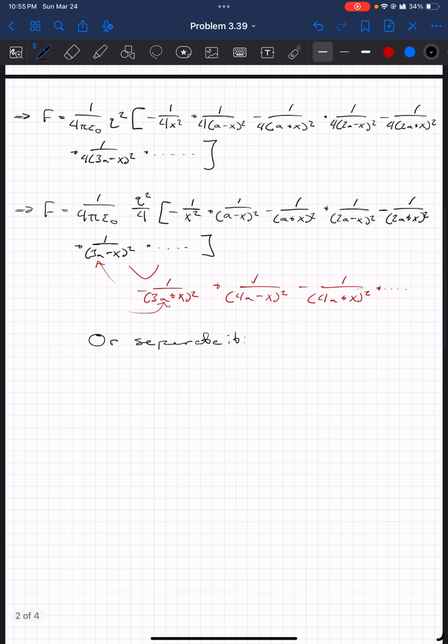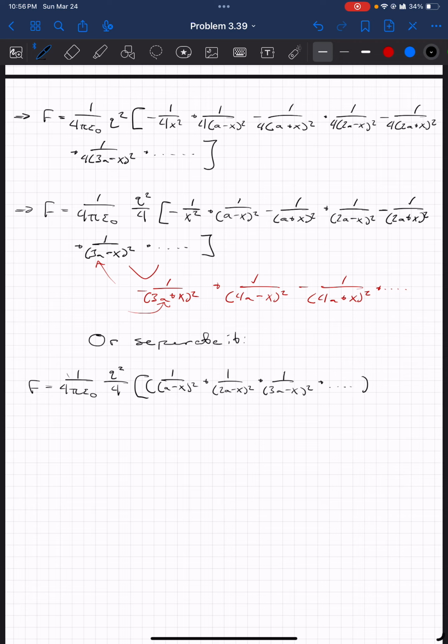Which, by separate, I mean just moving the positive and negative values into their own parentheses, which you will see here as force is equal to 1 over 4 pi epsilon naught multiplied by q squared over 4. And now I'll have all the positive values: 1 over a minus x squared, plus 1 over 2a minus x squared, plus 1 over 3a minus x squared, and so on.